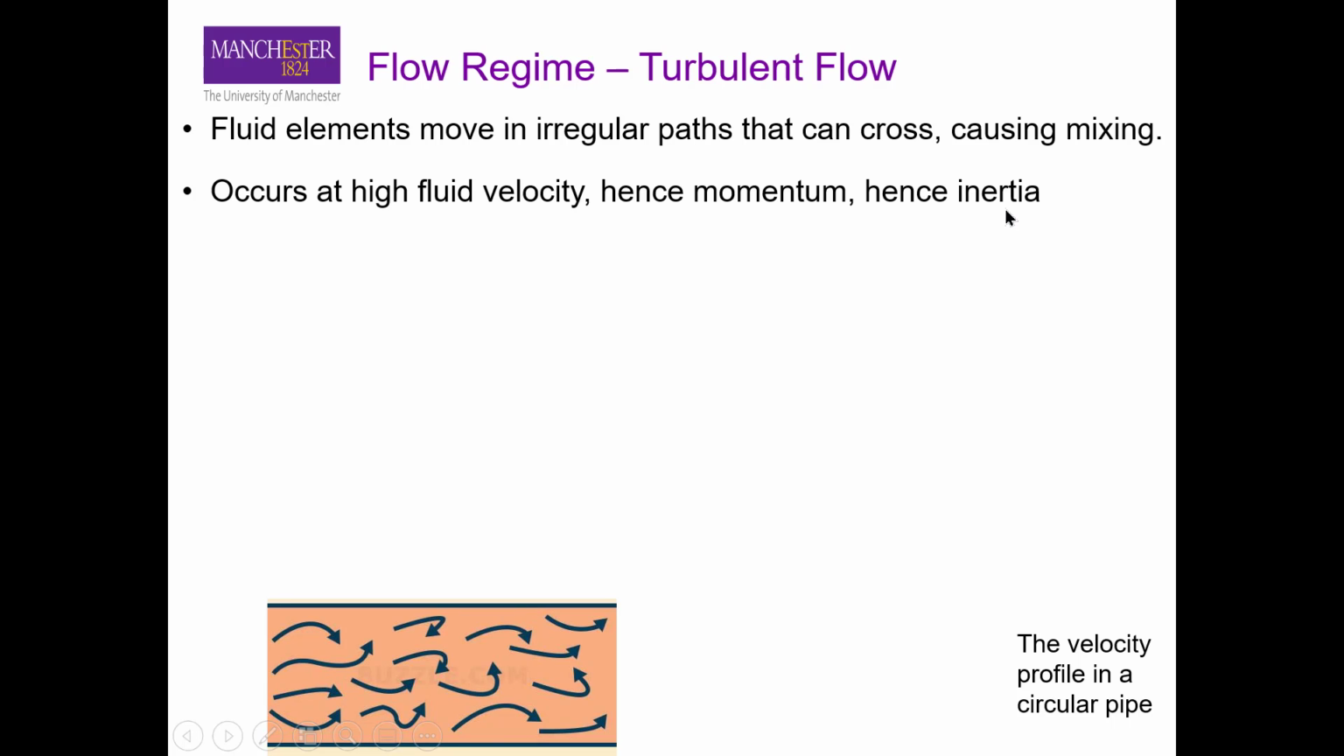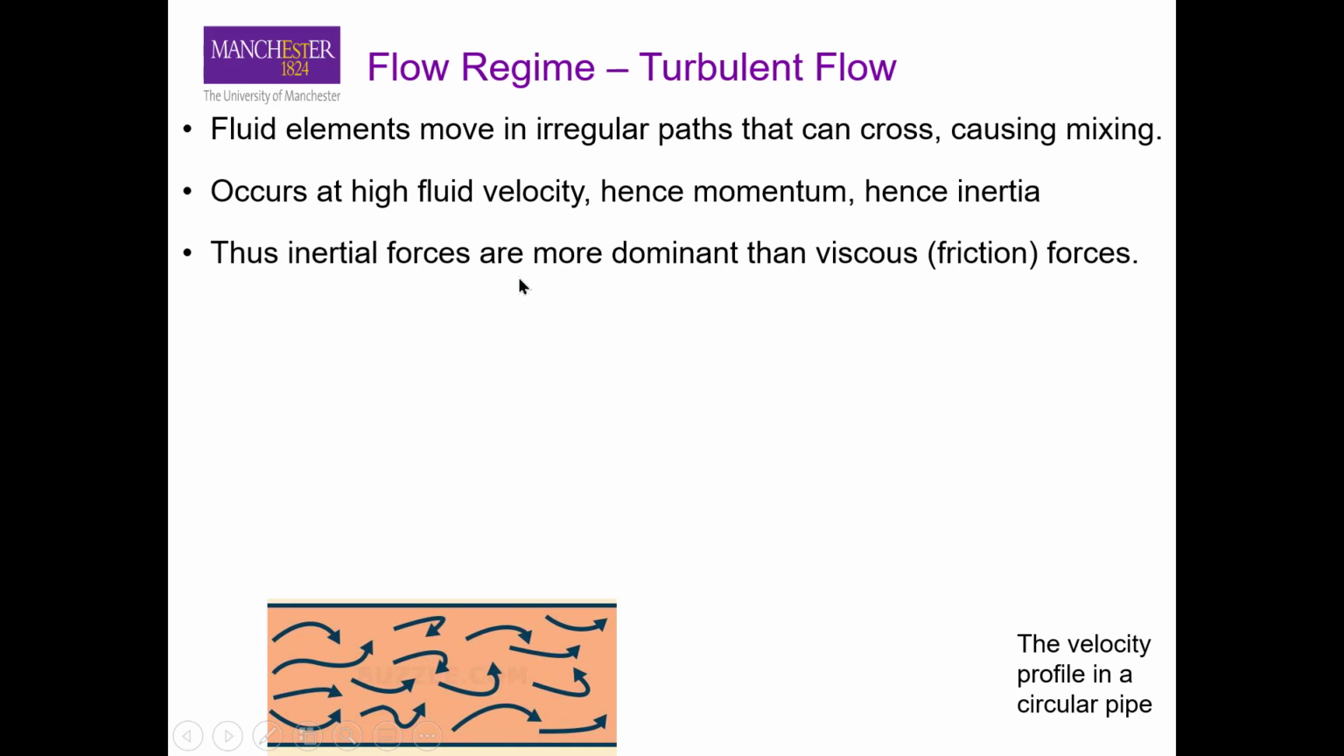And inertia is a property that doesn't want to change the system. For example, if the system is moving, it doesn't want to stop, it wants to just keep moving. That is what we call inertia. And these inertial forces are more dominant than viscous forces. Viscous forces are the forces due to viscosity between the different layers. Because the velocity is quite high, the inertial forces become more dominant than viscous forces, and as such you have much more mixing between the layers.